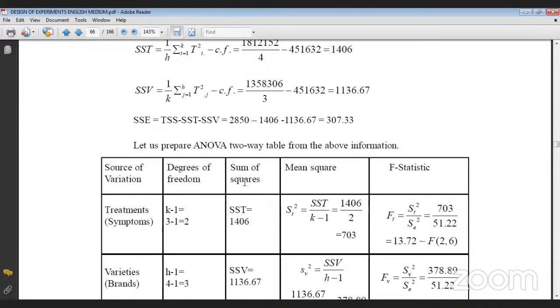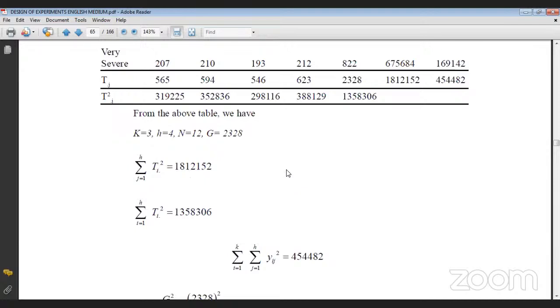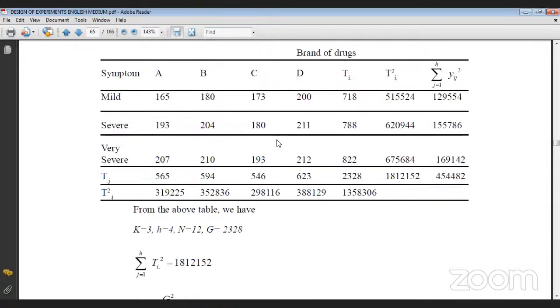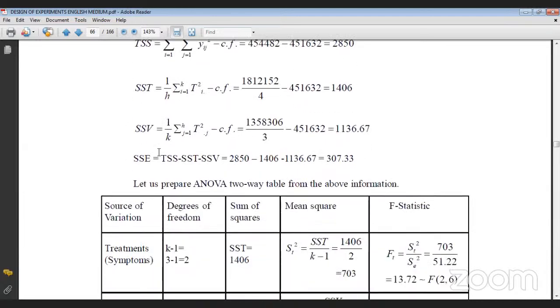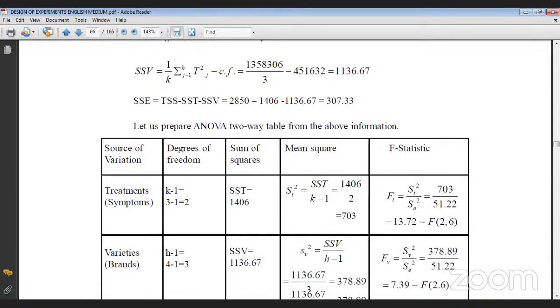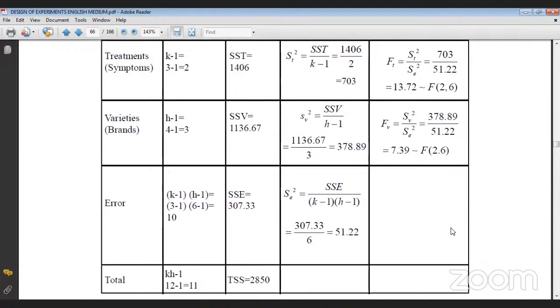Where have we taken it from? Where is error 51.22 taken from? You substituted the SSE value, sir. Yes, correct. SSE value, and K minus 1, H minus 1. Yes, that is divided by 51.22. That is in the column of 2, 6. Why? Because 3 minus 1 is 2, and H varieties is 4 minus 1, 3. The value is 11.3637. The value is S T square by S E square, 378 by 51.22. Error K minus 1, H minus 1, 3 minus 1, 6 minus 1.